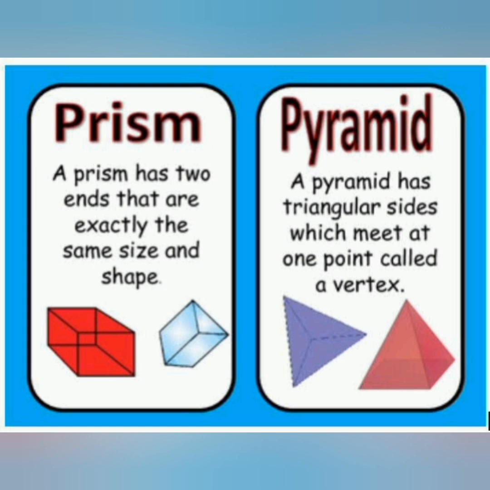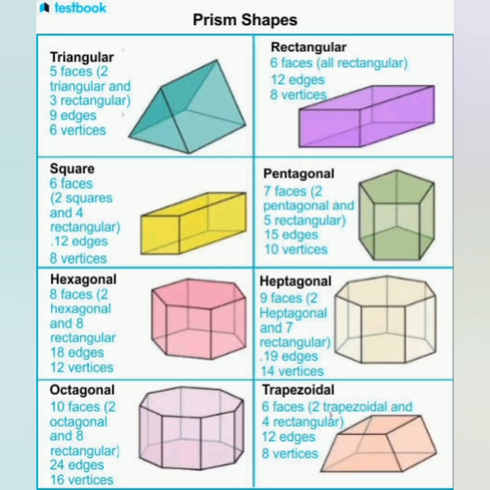On your screen are examples of different prisms. You have the triangular prism, rectangular prism, which is a cuboid, like I said earlier, the square base prism, you have it here, and the pentagonal prism, hexagonal, heptagonal, octagonal, and trapezoidal prism. So I'd like you to study these prisms and their properties.